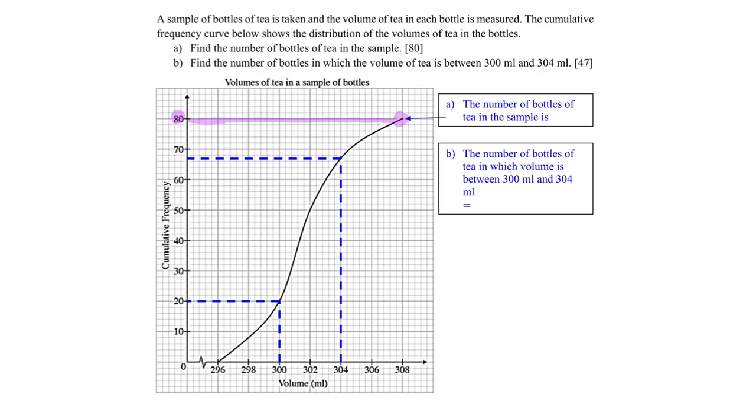So in this case, 80. Done. So that's where you get the total number of bottles or items in a sample in a cumulative frequency curve.